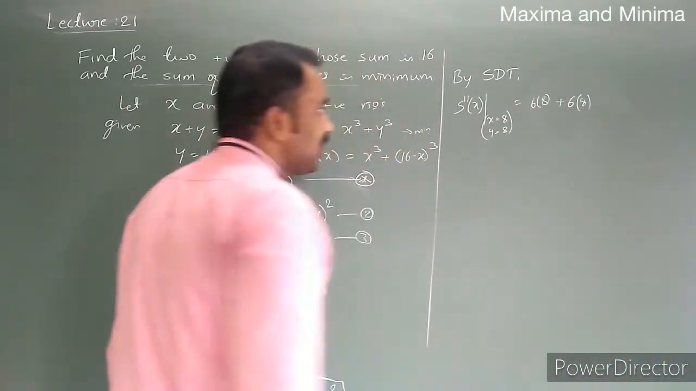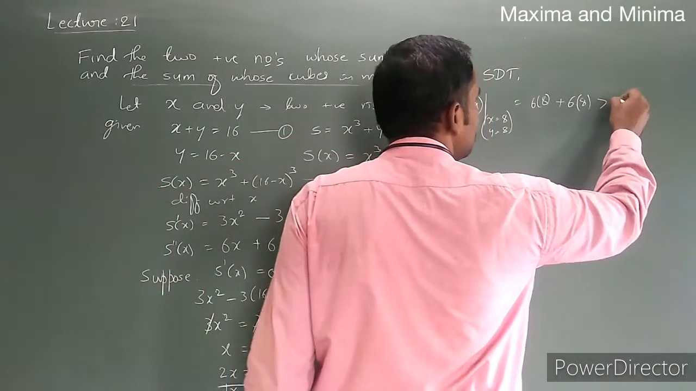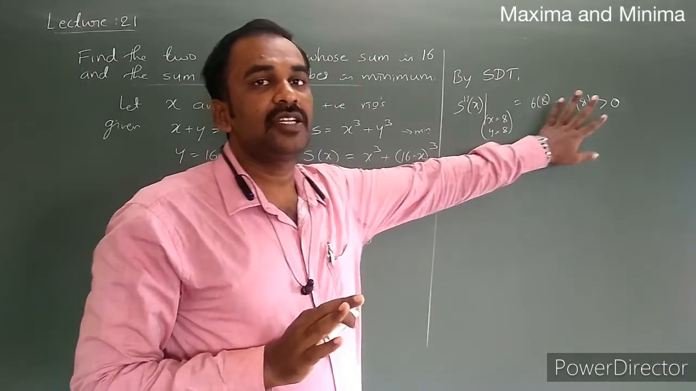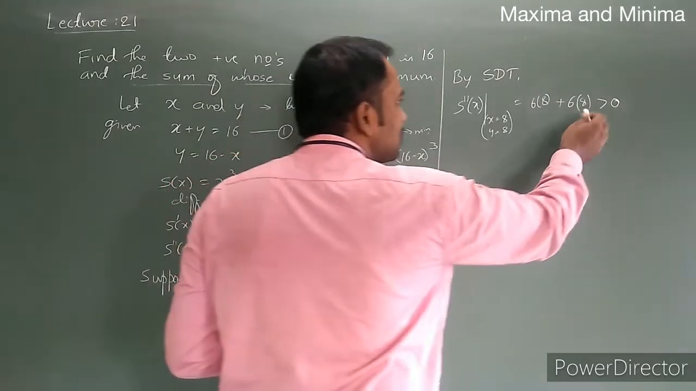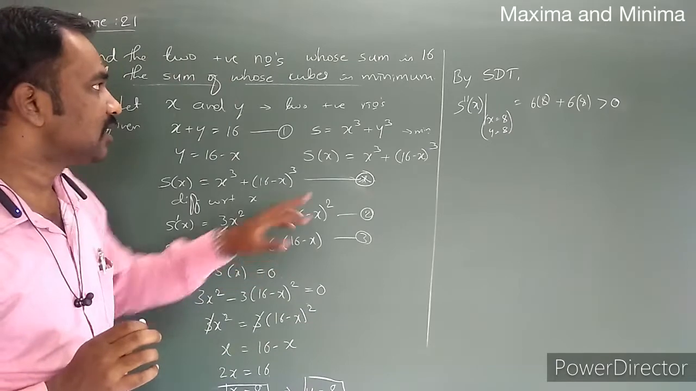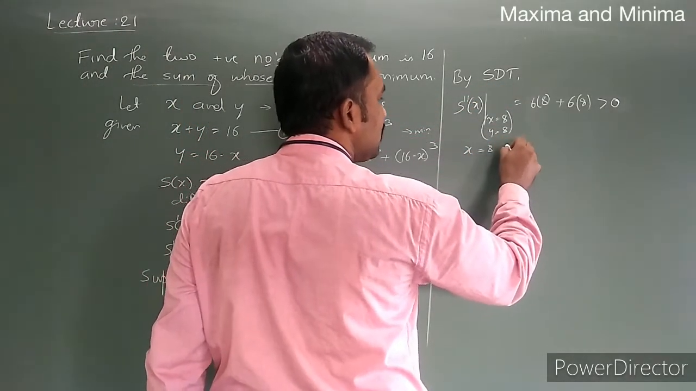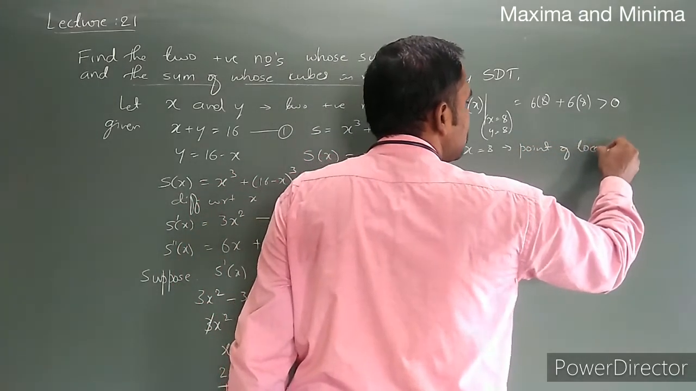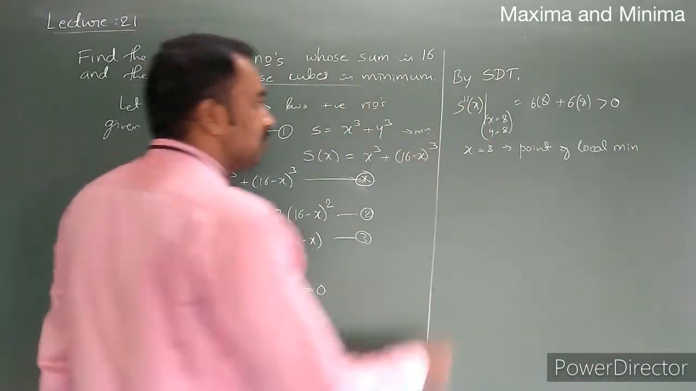Simplifying, what will we get? 6 into 8 plus 6 into 8. Both are positive, so it is obviously positive. We don't need the final value; we just need to know whether it is positive or negative. It is a simple number, no doubt at all, so we can save time. Okay, now it is positive. It means that by the second derivative test, x is equal to 8 is the point of local minimum.